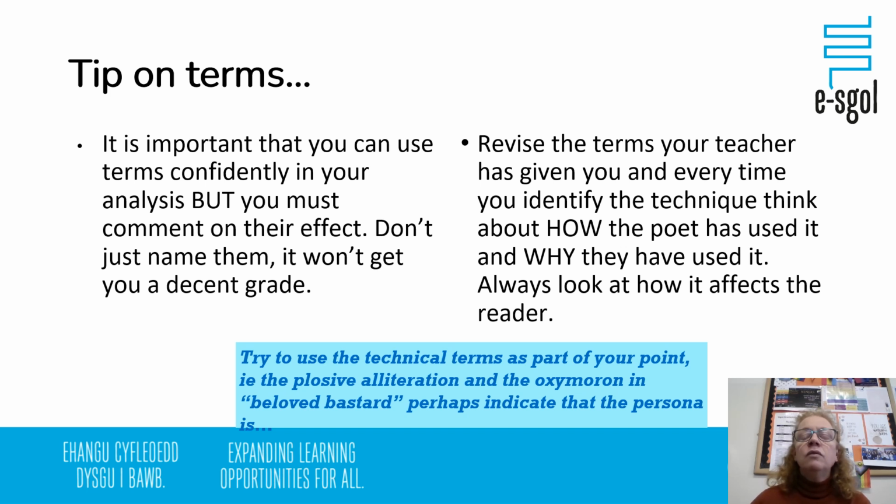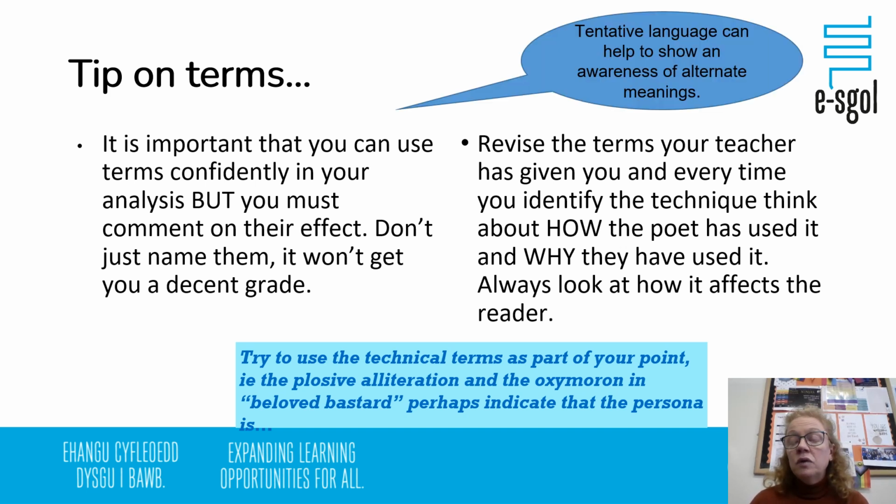So you've got a little example here, and it's something you'll have seen in the way that I annotated the poem. When I'm identifying the technique, I'm not just saying Duffy uses plosive alliteration, I'm using it as part of my point. So the plosive alliteration, the oxymoron in "beloved bastard", perhaps indicate that the persona is bitter. I'm using the technical terminology in order to be able to make my point, in order to get me into the analysis. I'm not just saying Duffy uses plosive alliteration, I'm showing how she uses it and why she uses it.